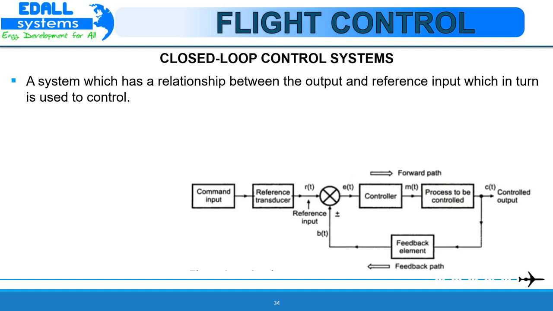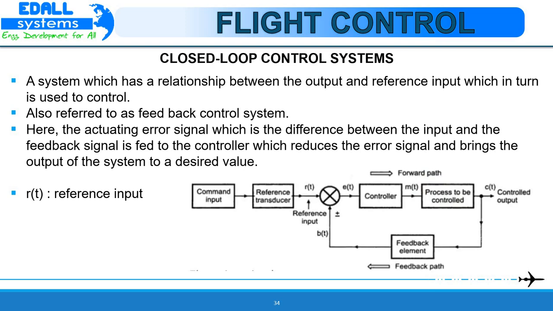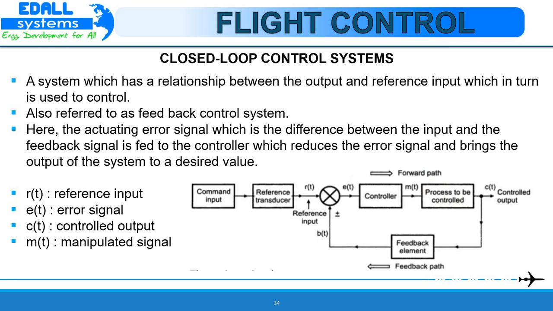Here we have a closed loop system which is represented in the block diagram. R(t) is the reference input, E(t) is the error signal, C(t) is the controlled output, M(t) is the manipulated signal, and B(t) is the feedback signal. Depending upon the nature of the controller and plant, it is required to reduce it or amplify it or to change its nature, that is, make it discrete from a continuous type of signal.